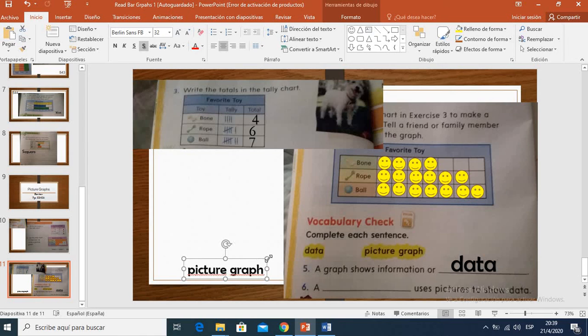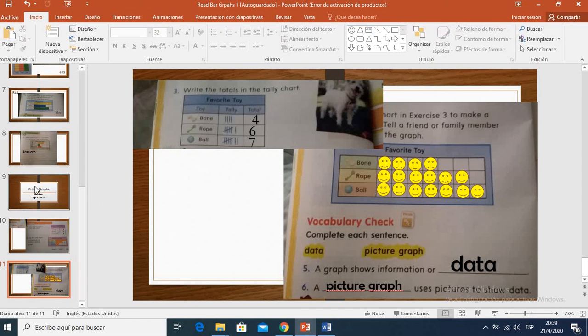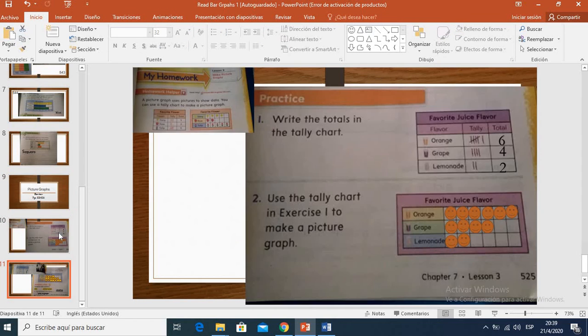Okay? Let's finish the last one. It says, blank uses pictures to show data. A picture graph. A picture graph uses pictures to show data. We don't color the spaces. We use pictures. Okay? For example, here I could use a bone, but I prefer to use happy faces because that is easier for you to draw. Okay? So we're done. That's all the work we have to do for today for math.